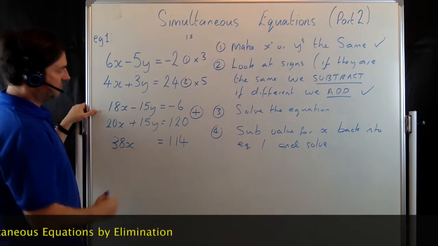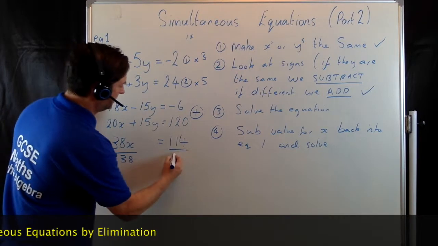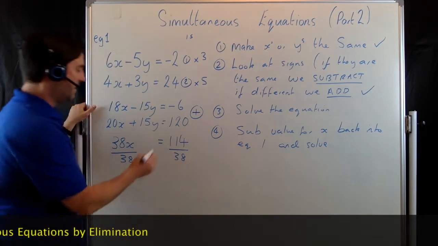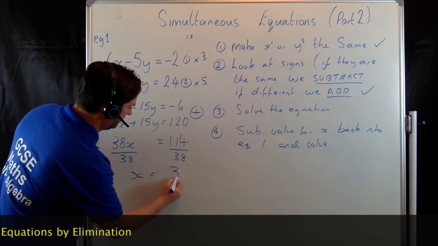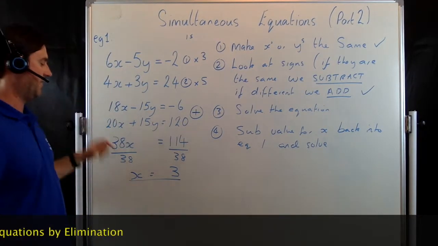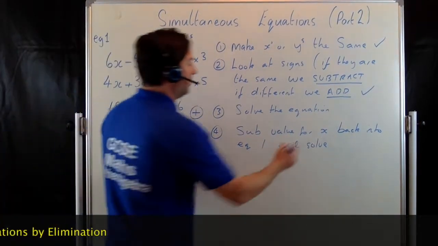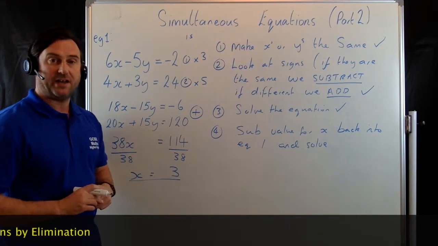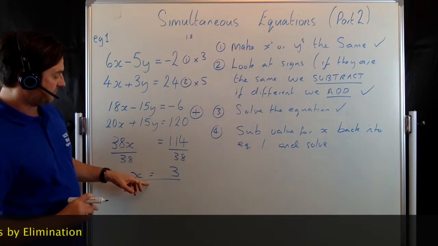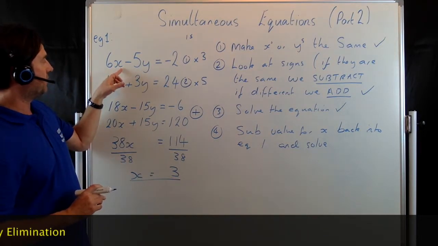Well, 38x equals 114. I need to divide both sides by 38. 114 divided by 38 is 3. So I've got my value for x equals 3. Step 4. Substitute the value for x back into equation 1 and solve. So here I'm going to have to put the value for 3 back into my first equation.